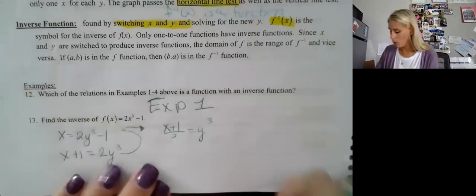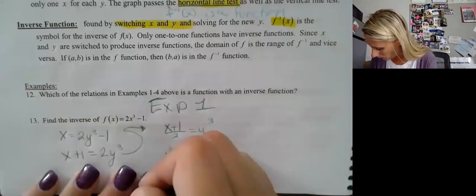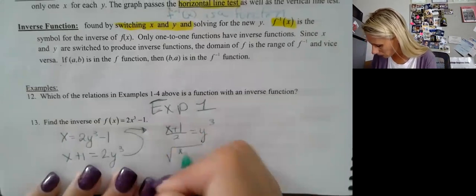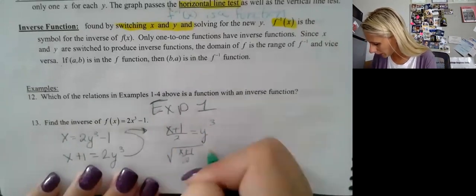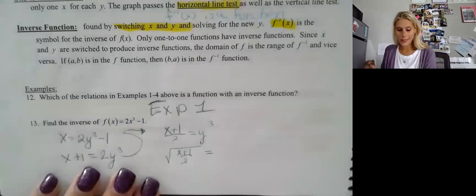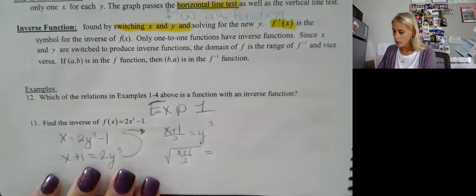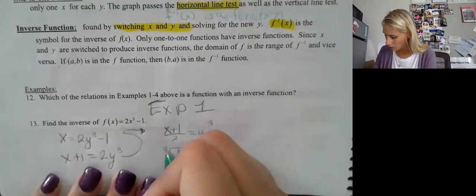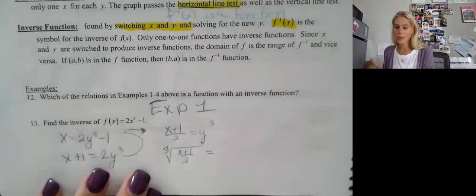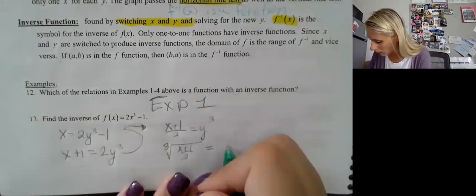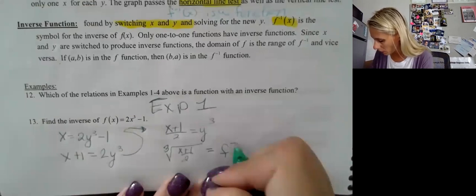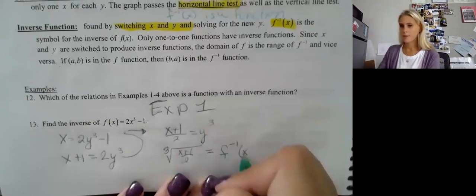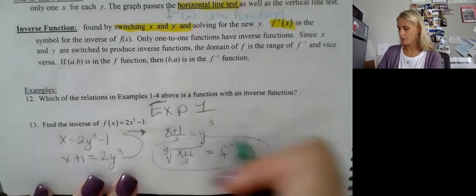To get rid of cube, we cube root it. x plus 1 over 2 equals, now, instead of y, though, oh, and this is cube, so cube root. There we go. Instead of y, I'm going to put the inverse. And that is our answer.